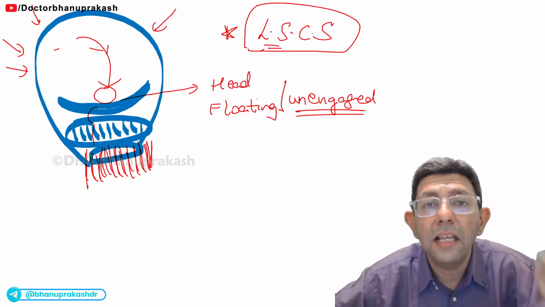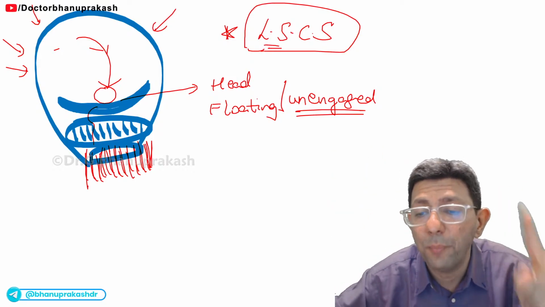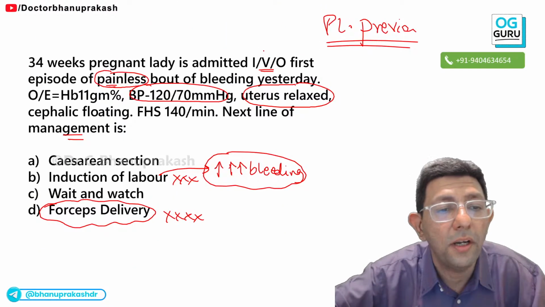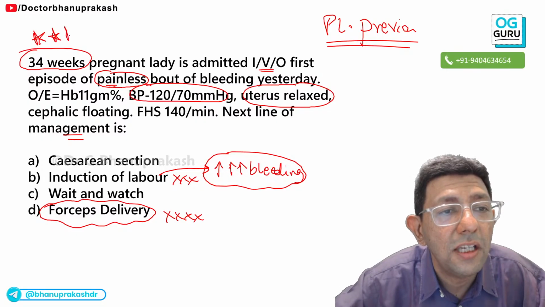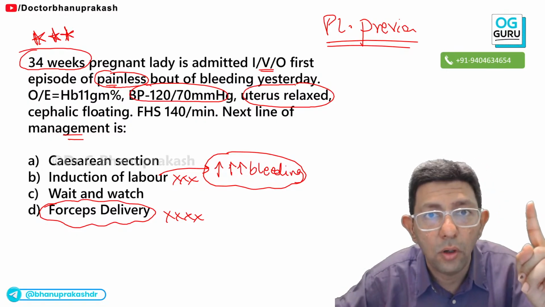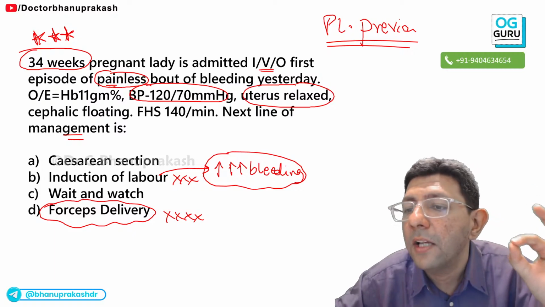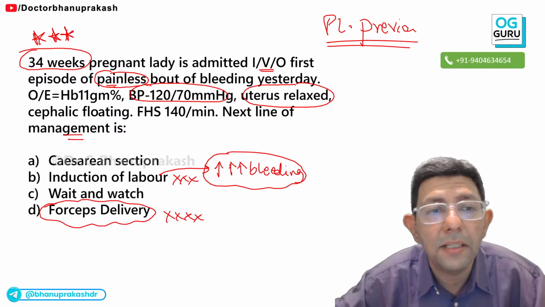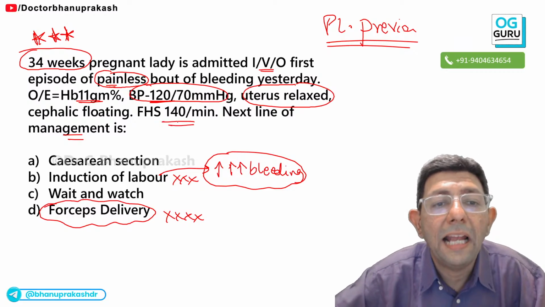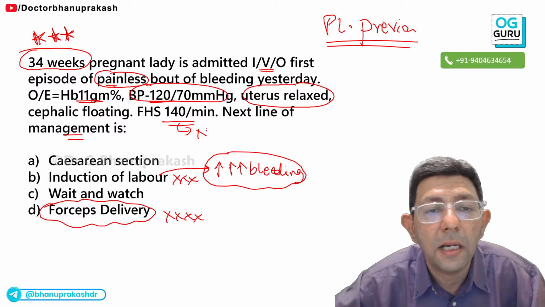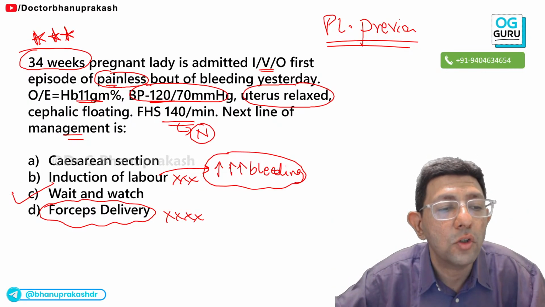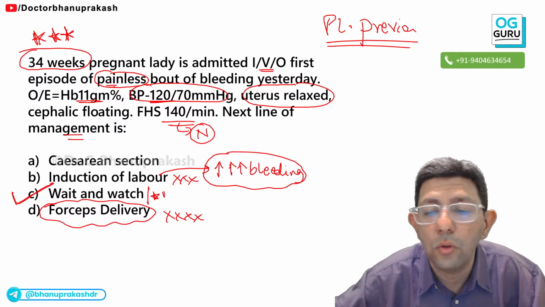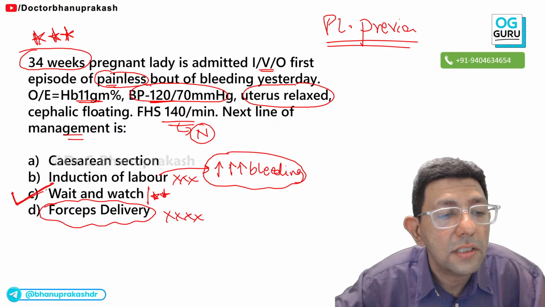So in placenta previa, the delivery is by LSCS. But when? Now please understand this. What is the important point in this question paper? She is only 34 weeks. Is it clear to all of you? Importance of every word. She is only 34 weeks. And is the mother stable? Yes, sir, the mother is stable because BP is normal, hemoglobin normal, and fetal heart rate is also normal. That means there is no fetal distress, and therefore I will wait and watch over here. Is this understood to all of you? Wait and watch is the answer.